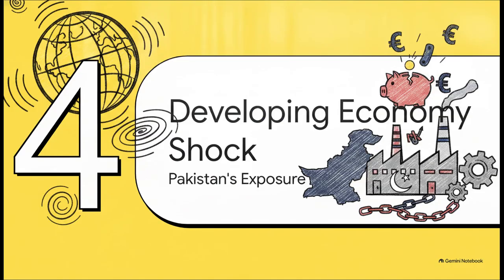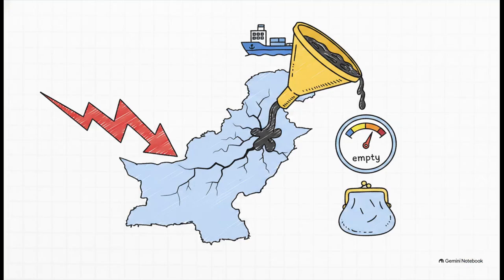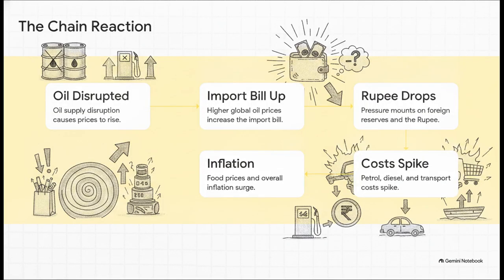Section 4. Developing Economy Shock. When we look at developing nations, countries like Pakistan are incredibly exposed. Why? Because they rely heavily on foreign petroleum imports just to keep their countries running. Unlike the US or Canada, developing nations often simply do not have the vast foreign exchange reserves or the domestic energy production required to cushion a massive international oil shock. It triggers this devastating step-by-step chain reaction.